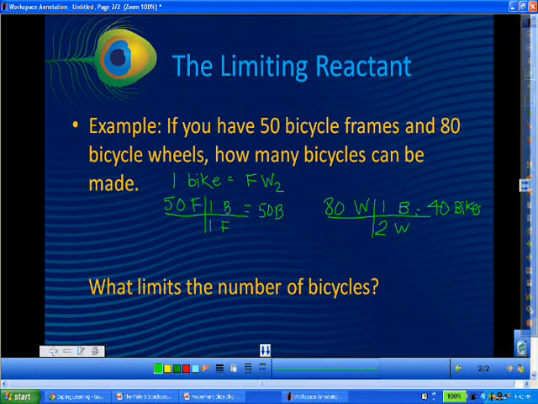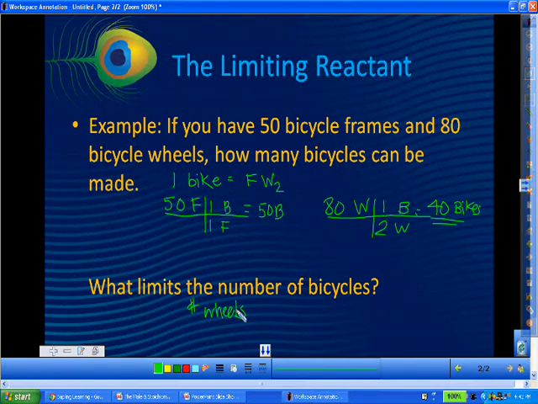And so what limits the number of bicycles? Is it our frames or our wheels? So you should be able to see that it would be the number of wheels. And so the number of wheels will limit how many bicycles we can make. Because even though we have 50 frames, the number of wheels limits the number of bikes that we can make. And so then we have excess frames.